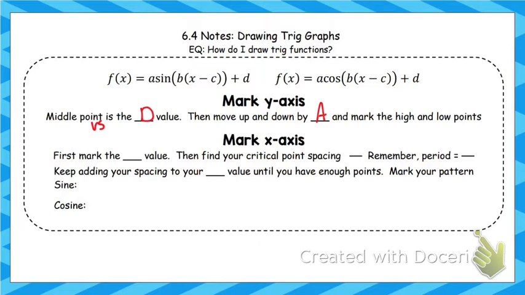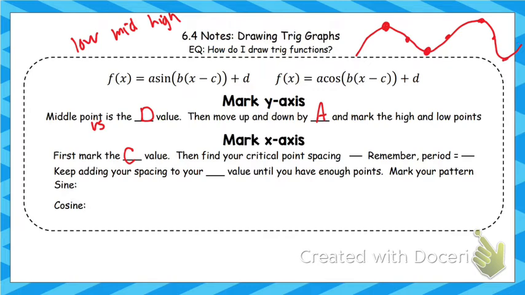So then we're going to mark the x-axis, and this one's going to be a little bit harder. The first point on the x-axis that we're going to mark is the C value. That is your phase shift. So the first thing we mark is the phase shift. Then, this is the new part for today, we're going to find how often we're going to have one of the points on our graph. When I say critical points, what I mean is either a low point, a middle point, or a high point. Because if you think about these graphs, there are a lot of different points that we're going to draw on there, but the only ones we're really going to focus on are the highest points, the lowest points, and the ones that go through the middle.